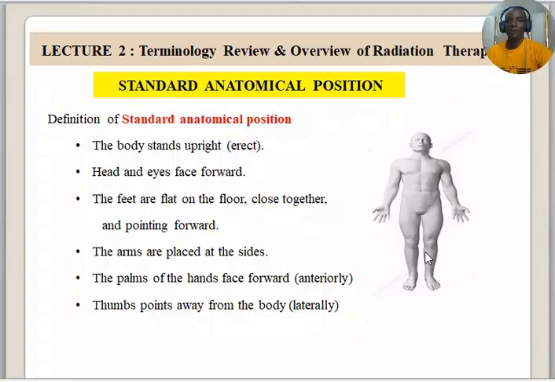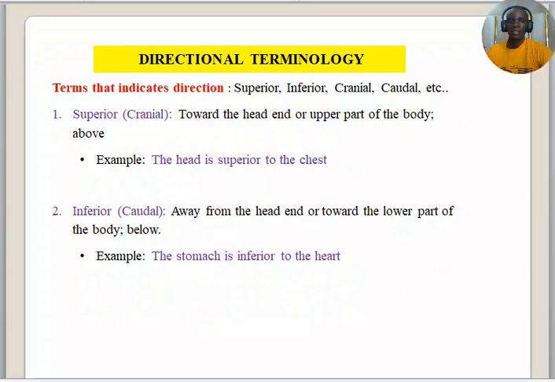And when you talk of forward, you talk of anteriorly. And then the thumb points away from the body. So they're lateral, of course. So that's what we refer to as the standard anatomical position. Okay, so all these points define anatomical position. So let's look at the next slide.